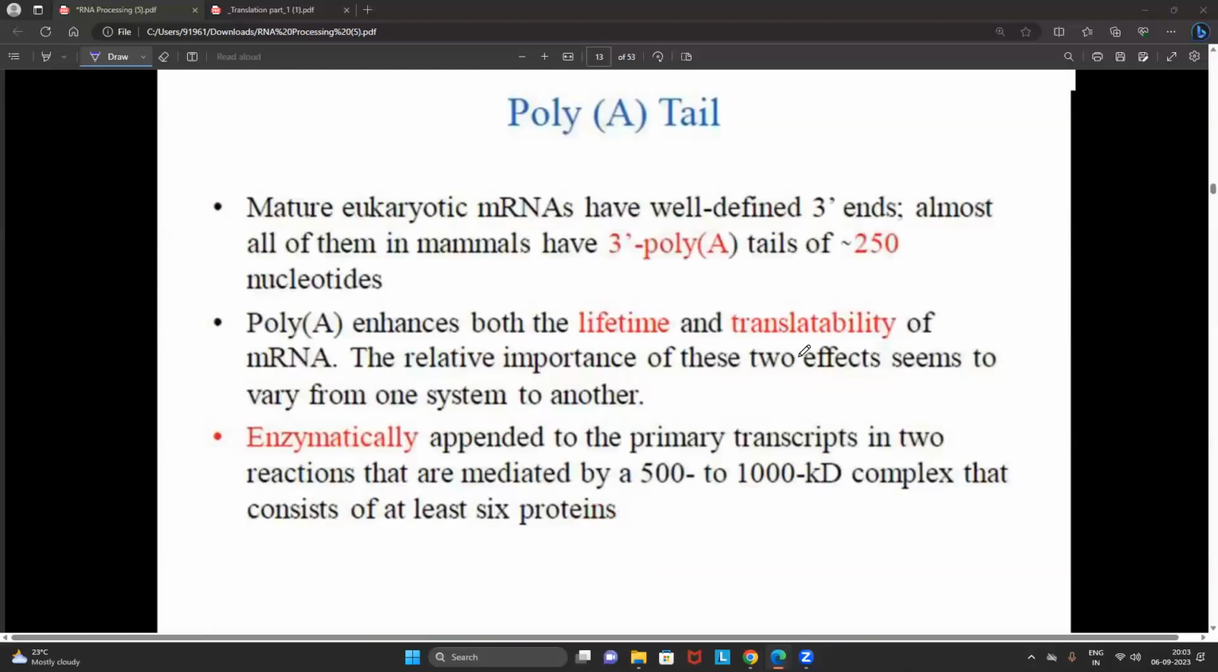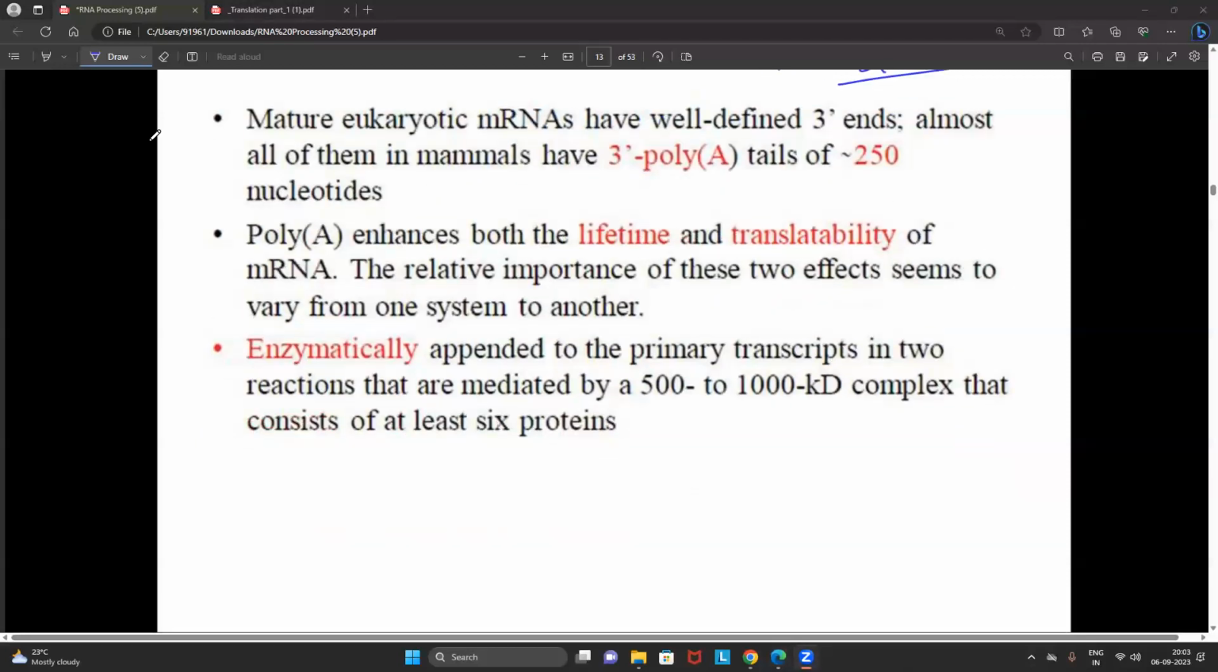Hope every student remembers, after the capping, what do we have to do, friends? We have to do the process of polyadenylation. I have told you very clearly, friends, since we are using the word polyadenylation, how many adenine molecules do we have to add? We have to add nearly 250 adenines. More adenines we are generally adding, friends.